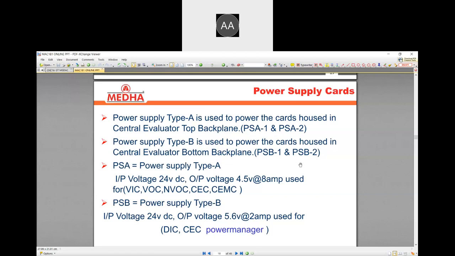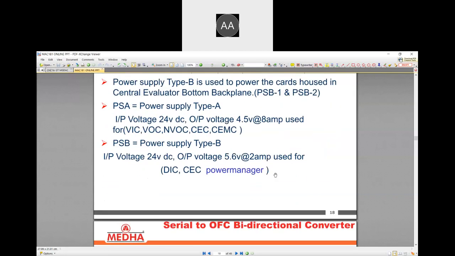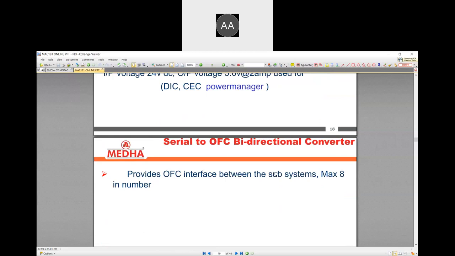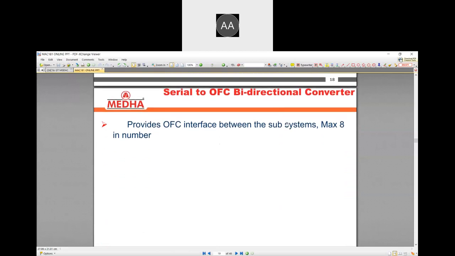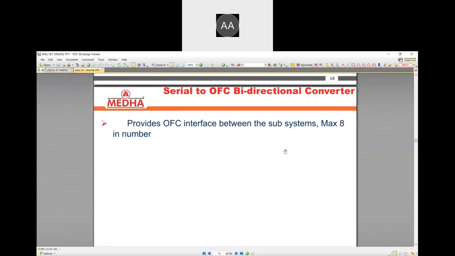So power supply type A will be used by the input card, output card, non-vital output card, the processor, and CEMC card, while power supply B will be used by the DIC or CEC power manager. For communication, we'll be using OFC. We'll discuss this.